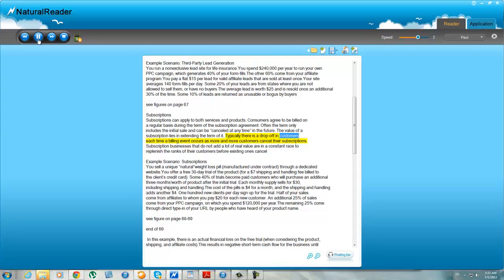Typically there is a drop-off in customers each time a billing event occurs, as more and more customers cancel their subscriptions. Subscription businesses that do not add a lot of real value are in a constant race to replenish the ranks of their customers before existing ones cancel.